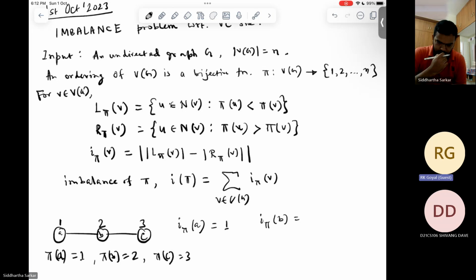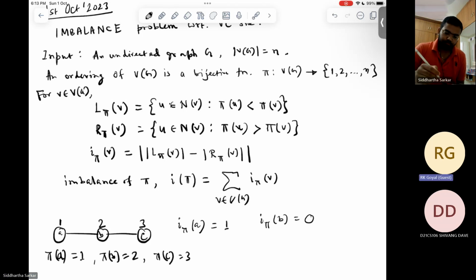So imbalance at B would be equal to 0. Why is that? Because the value of L of B with respect to pi is equal to 1 and the value of R of B with respect to pi would also be equal to 1. Correct. So this is balanced here. Therefore, the number of vertices which are neighbors to B receiving a strictly less label than B is equal to the number of vertices in the neighborhood of B receiving a strictly greater label than B.